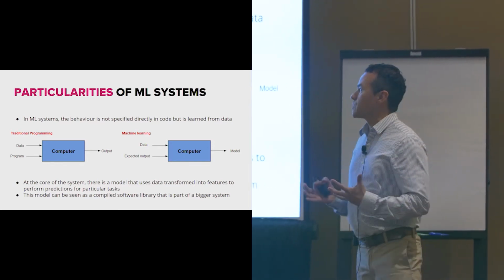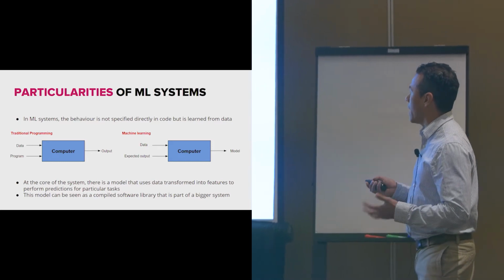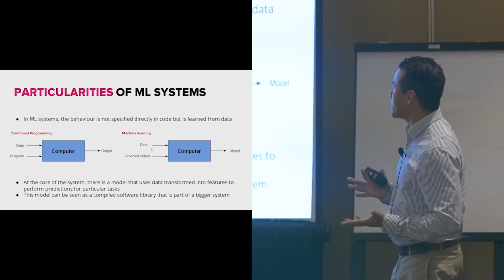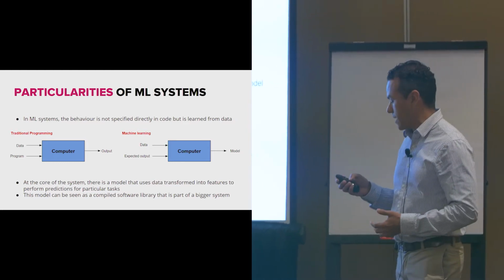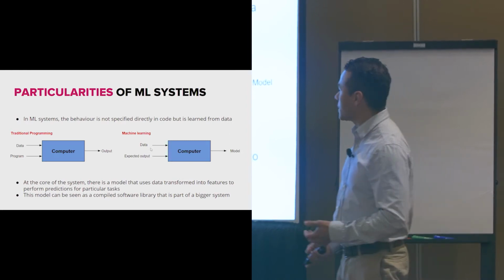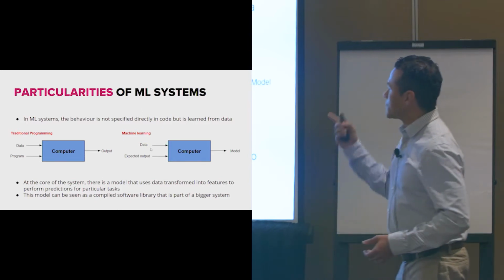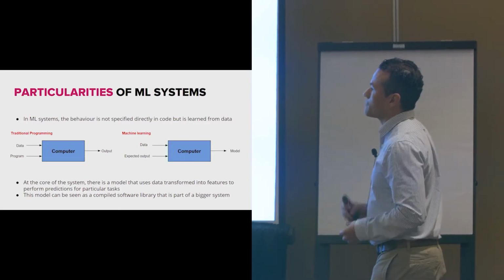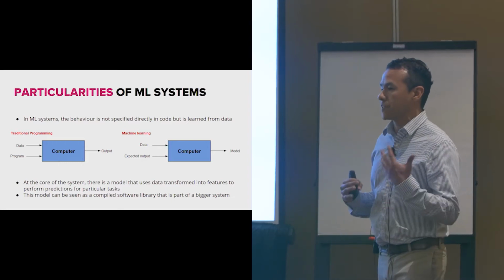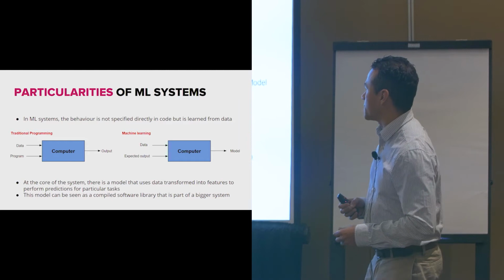The difference between machine learning systems and traditional systems is the way the behavior is specified, not directly in the code, but learned from the data. So if you consider a traditional program like the one we see on the left, you have a programmer that writes a program that takes inputs and produces some outputs from these inputs.